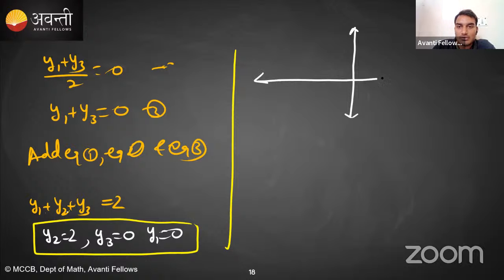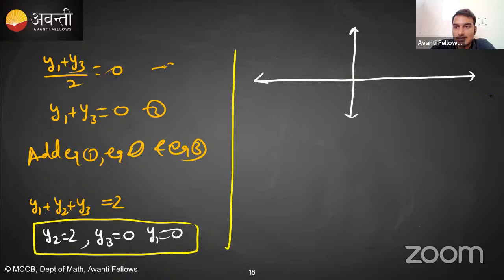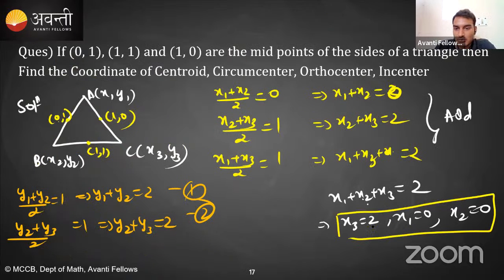So now let's find the coordinates. One coordinate is (x1, y1), where x1 is 0 and y1 is 0, so it is (0,0). This is the x axis, this is the y axis, so this is the point (0,0). The next is (x2, y2), where x2 is 0 and y2 is 2.